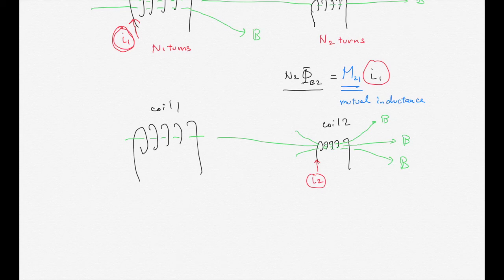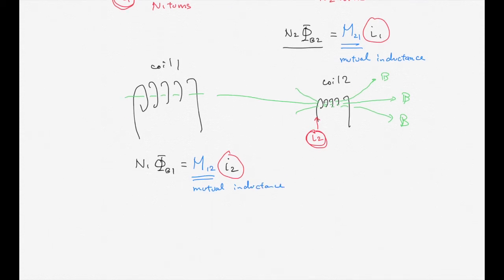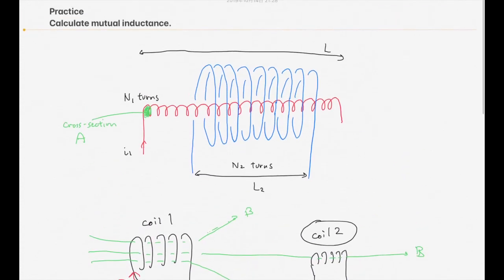Then the magnetic flux through coil 1, N sub 1 times phi sub B1, is proportional to I sub 2. This I sub 2 is the current flowing in coil 2. And the proportional constant M sub 1 2 is the mutual inductance. We'd like to show that M sub 1 2 is equal to M sub 2 1, and the mutual inductance is M. We'd like to prove these formulas using this simple case.